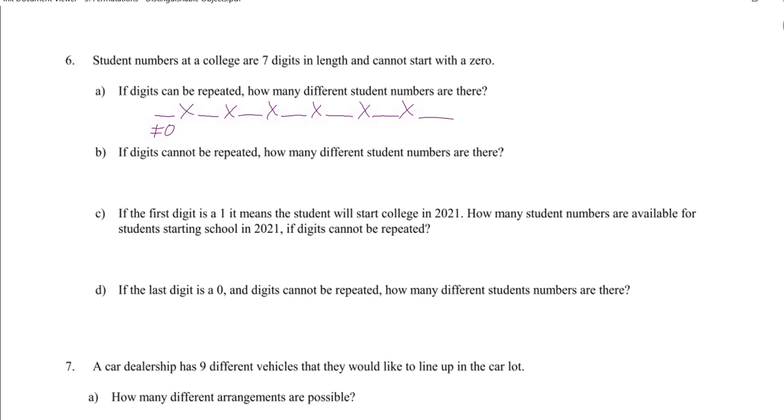So if the first digit can't be 0, how many digits do we have to choose from? This one is 0. Right? So we have 9. Okay, I can repeat digits. How many choices for the second digit? 10. Right? Because now 0 is back in. How many choices for the third digit? 4th digit. And then, which gives us 9 followed by 6 zeros.